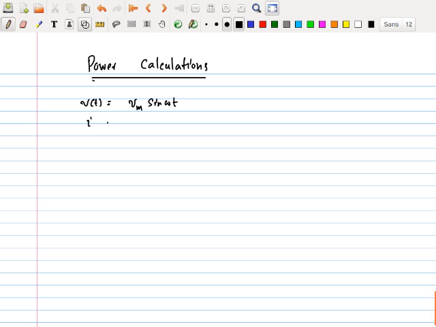Okay, so we will just look at this again. i equals Im sine of omega t. Let's just look at this first and then let's go to the next one.